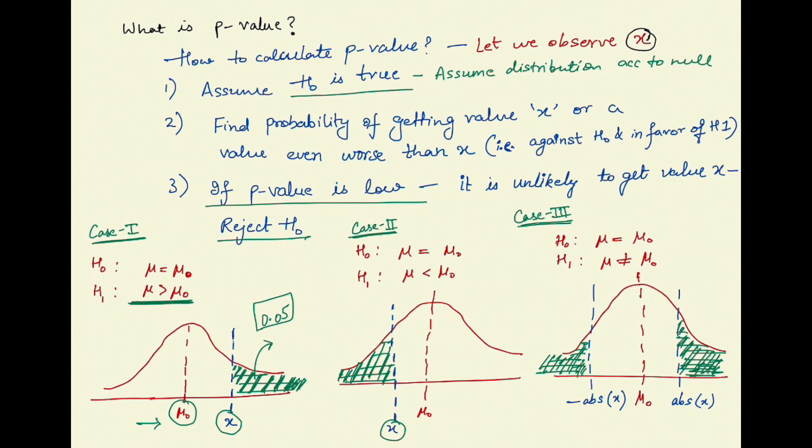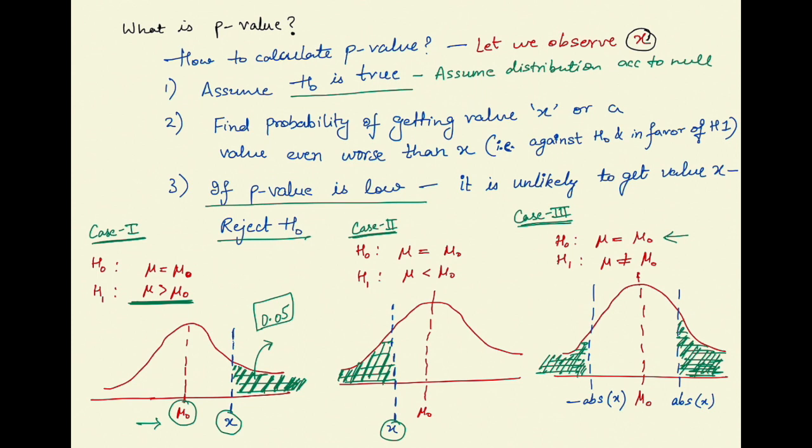And if these areas are very low, then we can understand that perhaps the given value x is not from the distribution as specified by the null hypothesis, and perhaps we should reject the null hypothesis.